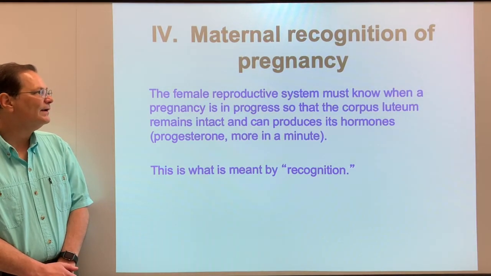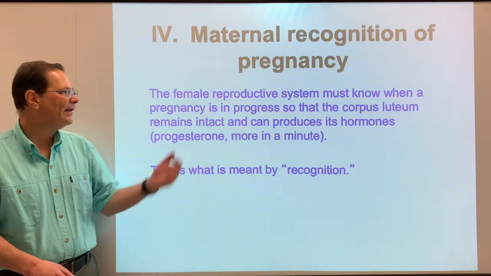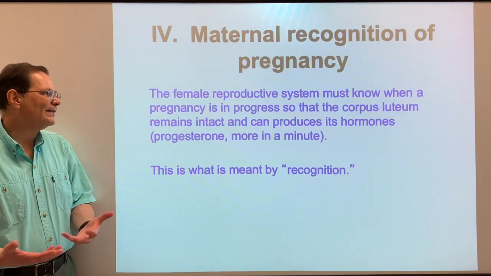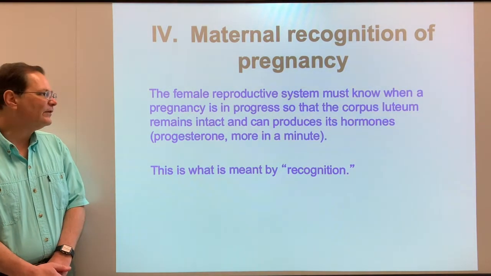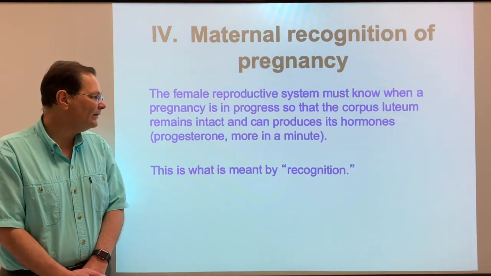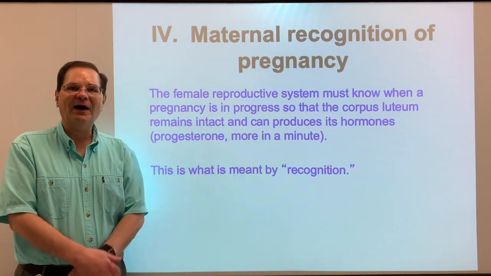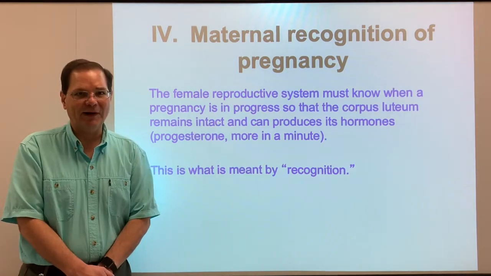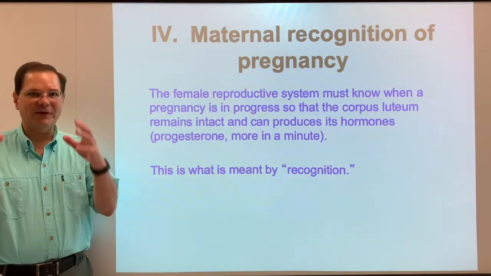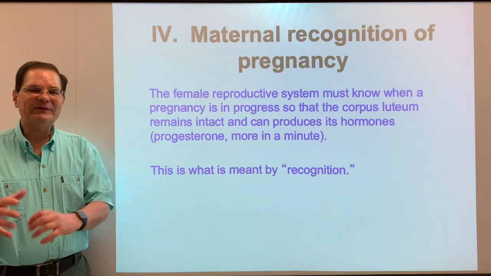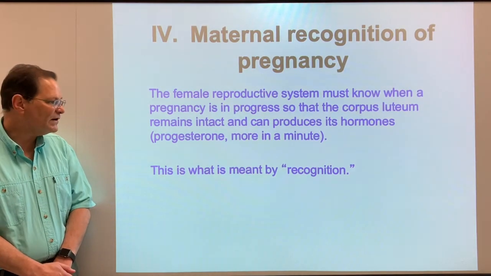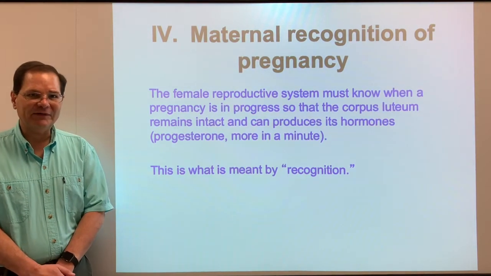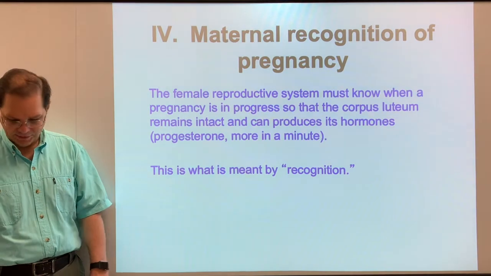How does maternal recognition of pregnancy take place? What we mean by that is the female reproductive system has to have a way to recognize the fact that it's pregnant. And it has to do that basically, mostly, because progesterone has to stay high throughout pregnancy. And in order for that to happen, the corpus luteum has to stick around. So something has to tell the mother, keep that corpus luteum there, keep it secreting progesterone and estrogen so that pregnancy can take place and continue to develop. And that's what we mean by recognition.